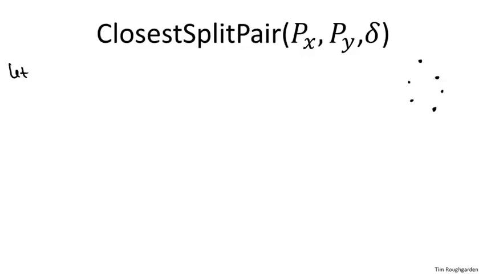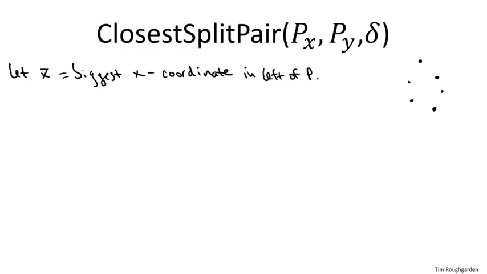Let x bar be the biggest x-coordinate in the left half. That is, in the sorted version of the points by x-coordinate, we look at the n over 2th smallest x-coordinate. So in this example where we have 6 points, all this means is we imagine drawing a line at the third point. That's going to be x bar, the x-coordinate of the third point from the left. Now, since we're passed as input a copy of the points sorted by x-coordinate, we can figure out what x bar is in constant time, just by accessing the relevant entry of the array Px.